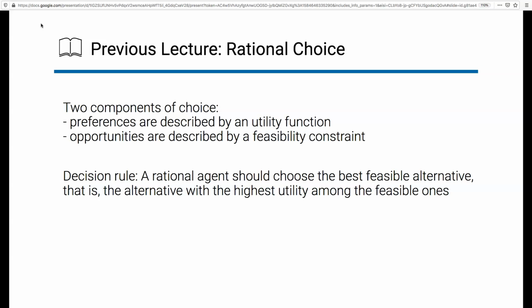Today we're going to add more muscle to the bone by specifying what kind of preferences a consumer should have and what kind of feasibility constraint the consumer is facing. So today we're going to look at a very specific case of rational choice, that is consumer choice decisions with respect to consumption.